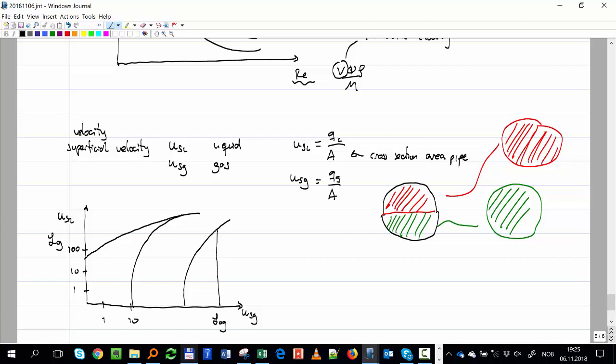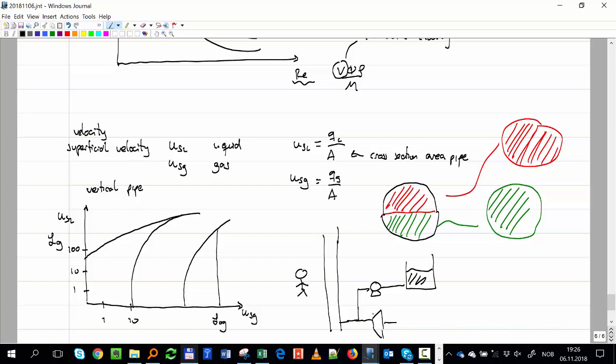A researcher came, and this is for vertical pipe. They had a pump and a compressor. The pump took water from a tank, and they mixed it with gas from the compressor. We mix it and put it in a transparent pipe, and this was done by many researchers for many, many years, sitting there taking notes.